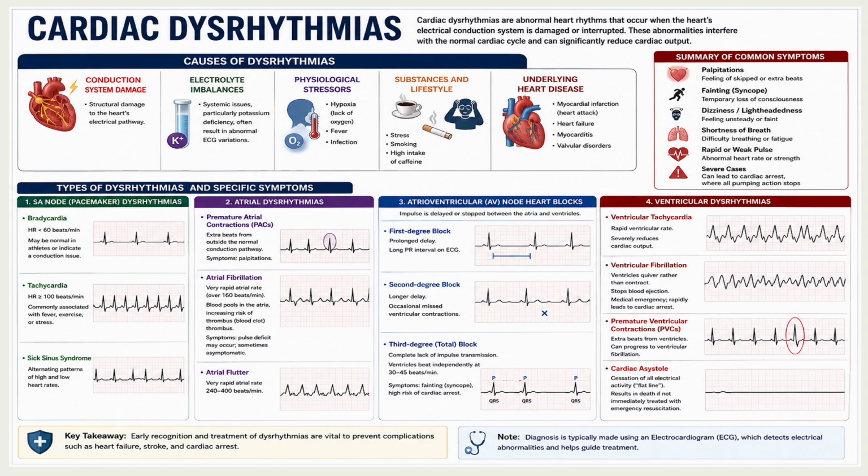Common causes for these include conduction system damage, electrolyte imbalances, hypoxia, infection, stress, smoking, caffeine, and underlying heart disease. So the SA node, which is the pacemaker of the heart. SA node dysrhythmias include bradycardia, with a heart rate below 60 beats per minute, and tachycardia, which is a heart rate of more than 100 beats per minute. Atrial dysrhythmias include premature atrial contractions, atrial fibrillation, and atrial flutter.